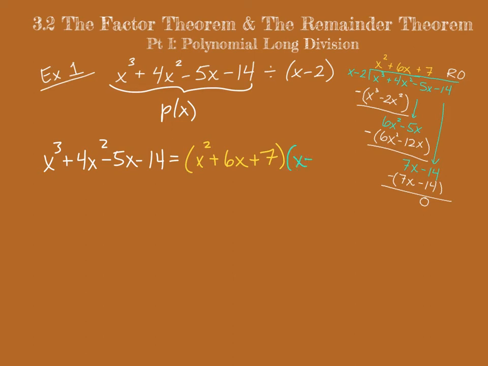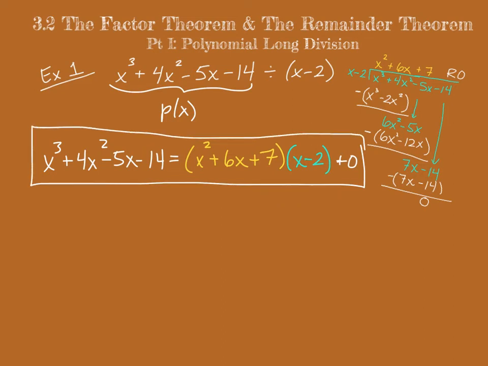x minus 2. Now, at the very end, we totally can put plus 0. It's not really necessary in this case. You know, in math, we don't need to write a plus 0. But if there was an actual remainder there that wasn't 0, it would matter.